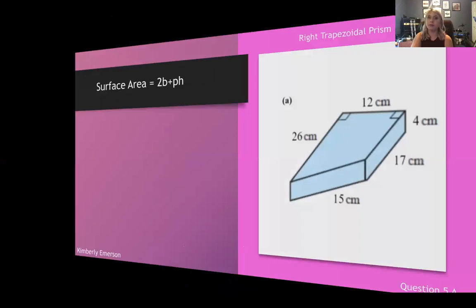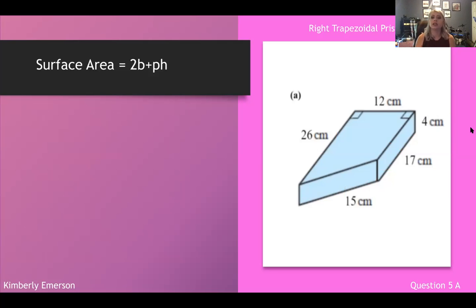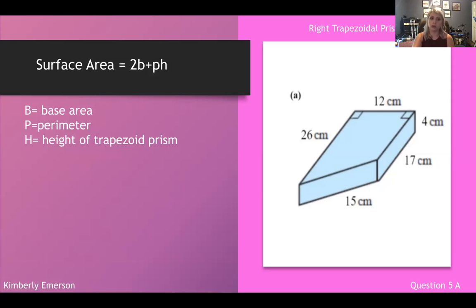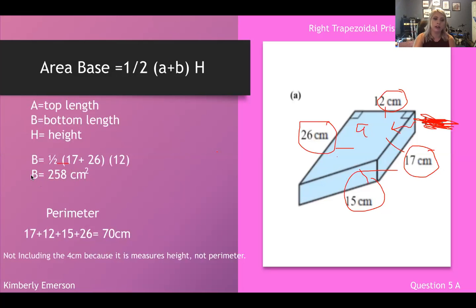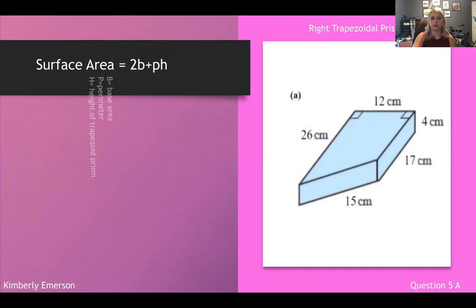Okay, so moving on. Now we are going to find the surface area of our right trapezoidal prism. The surface area formula would be 2B plus P times H. B is of course our base area, P is our perimeter, and H is always the height of the trapezoidal prism. So B would be 258 centimeters squared, and let me show you where we got that from. We got that from right here. We've already solved for our base area, so all we're going to do is plug that in for B here.